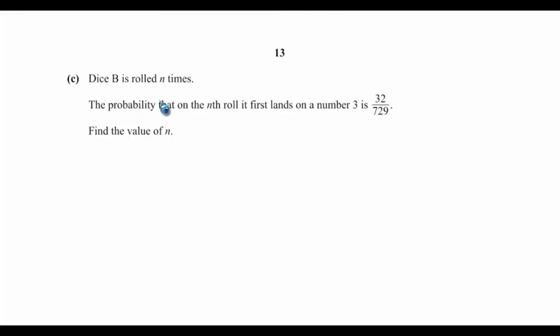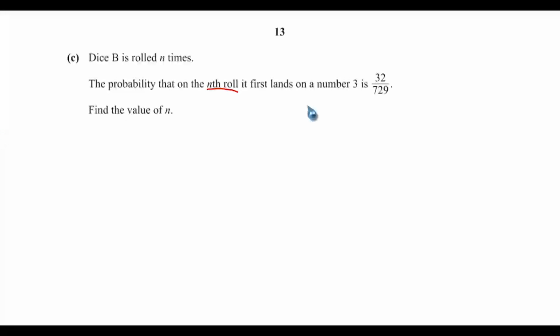Dice B is rolled n times. The probability that on the nth roll it first lands on a number 3 is 32 out of 729. Find the value of n. So here we're going to have many trials. So the trials will be n trials. Okay, so if it first lands on 3, so that means we're going to have the probability of 3. There will be 2 out of 6. Okay, that is dice B.